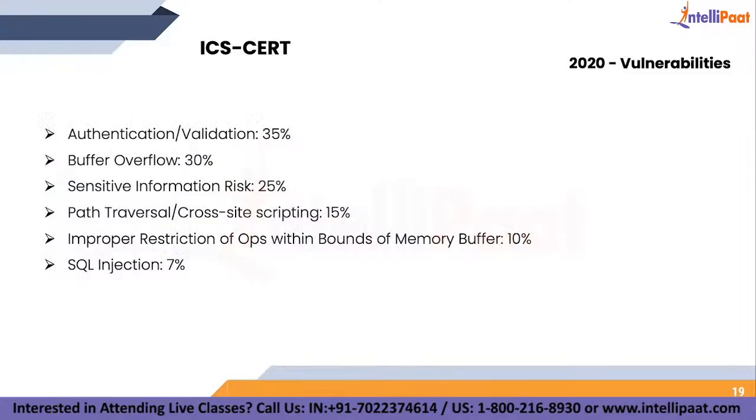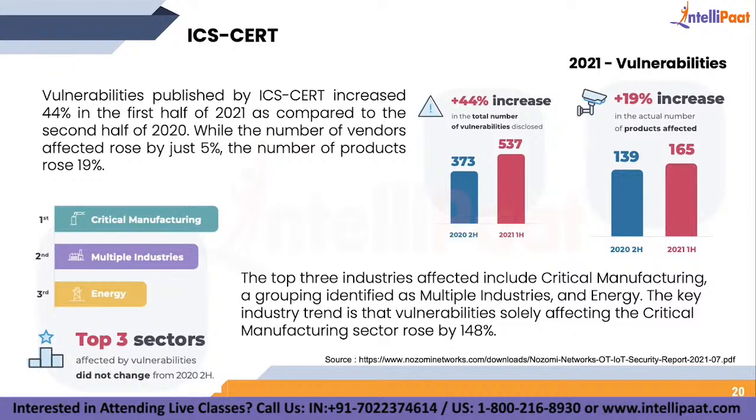The top vulnerabilities that we have seen in 2020 are authentication validation at around 35%, buffer overflow at 30%, and sensitive information risk at 25%. Path traversal and cross-site scripting are 15%, and memory buffers, which is a buffer overflow, is 10%. Vulnerabilities published by ICS-CERT increased by 44% in the first half of 2020. It has been increasingly high.